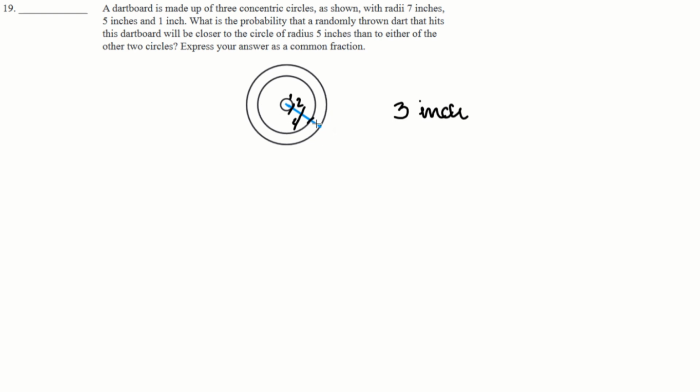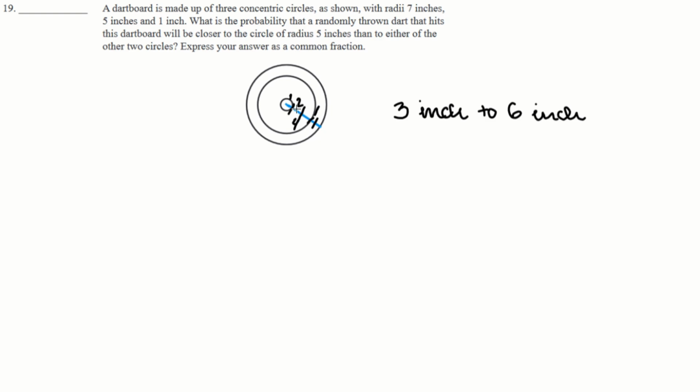And with regards to the outer circle, you cut down the radius difference again in half. So 7 minus 5 divided by 2 is 1. So it's 5 inches. This already has 5 inches over here. 5 plus 1 means up to 6 inches. So if the dart hits a circle that has a radius of anywhere between 3 inches and 6 inches with respect to the center of the 3 circles, then the dart will be closer to the circle of radius 5 inches than to either of the other circles.